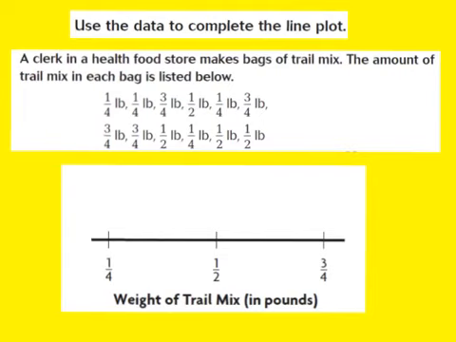So what I'm going to do is this. Because my first number here, the first amount that I come to, is my 1/4 pound, I'm going to go ahead and count how many 1/4 pound bags of trail mix we encounter in our data set. And what I know is this. I know that our first amount is 1/4 of a pound. So I'm going to cross off that 1/4 pound, and above that 1/4 in my line plot, I'm going to put an X to represent that 1/4 pound.